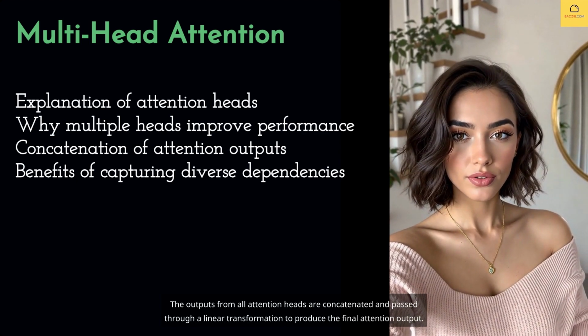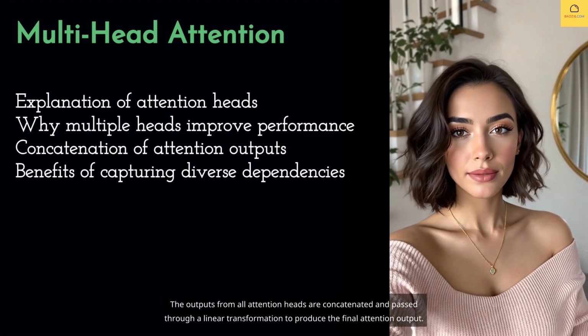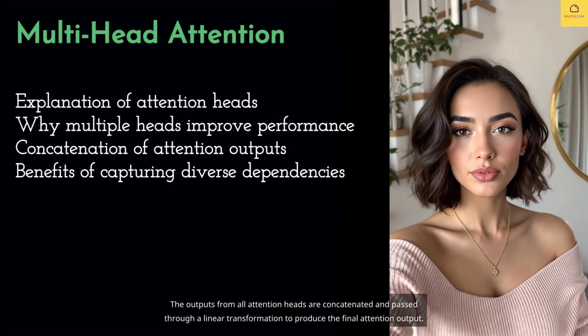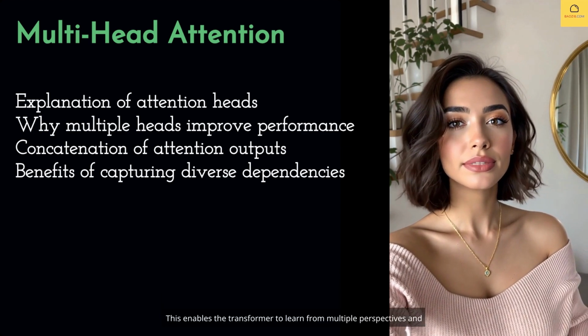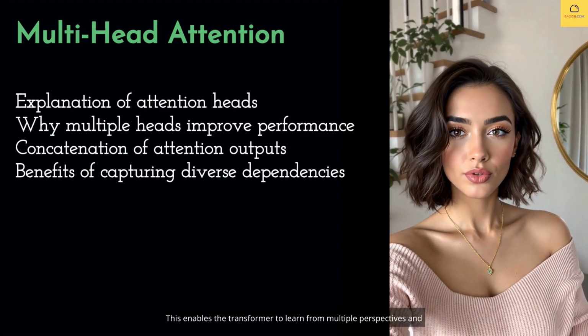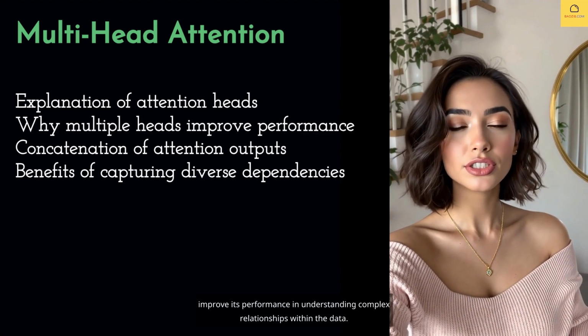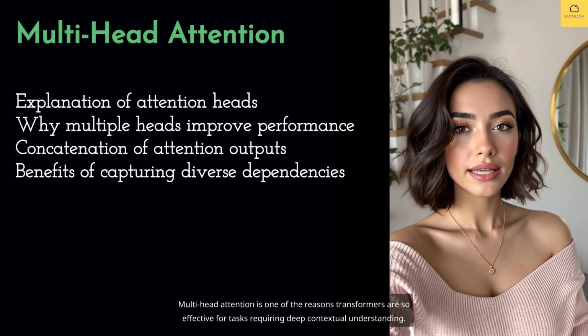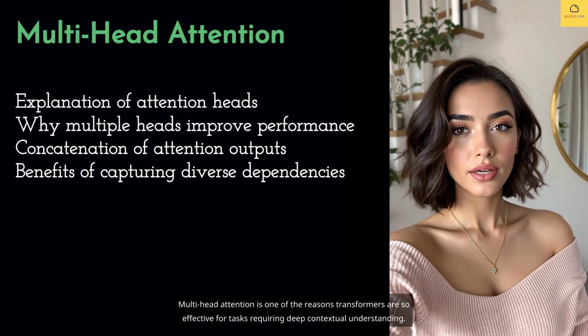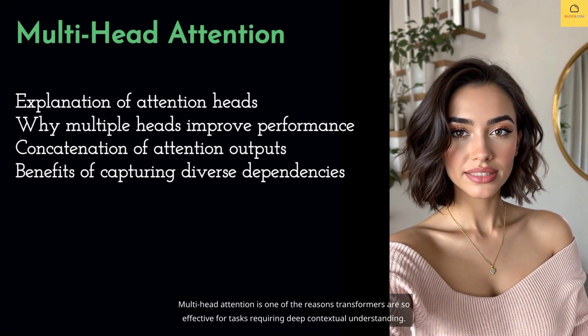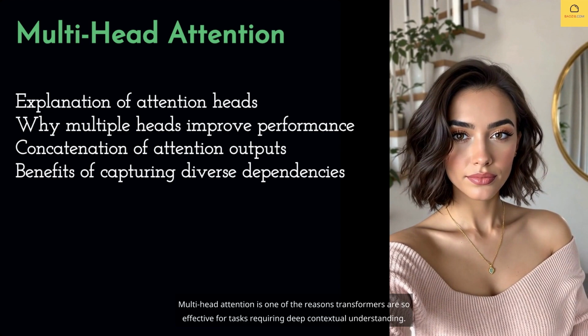The outputs from all attention heads are concatenated and passed through a linear transformation to produce the final attention output. This enables the transformer to learn from multiple perspectives and improve its performance in understanding complex relationships within the data. Multi-head attention is one of the reasons transformers are so effective for tasks requiring deep contextual understanding.